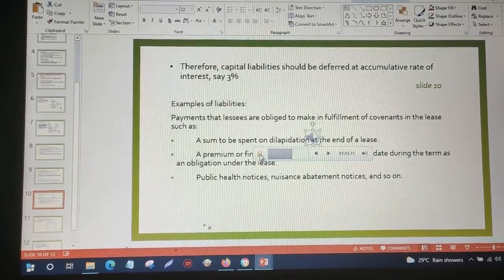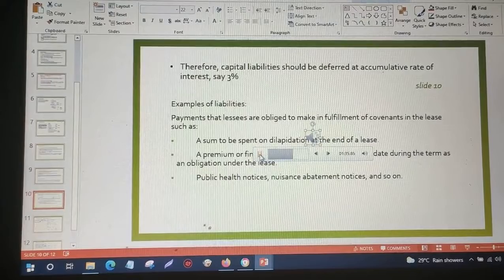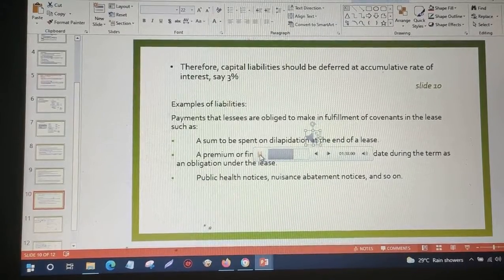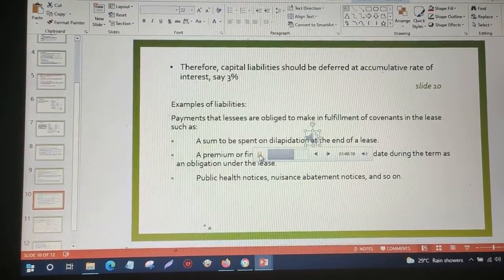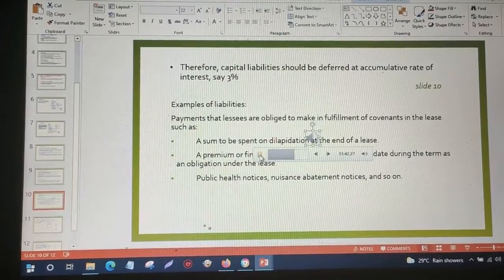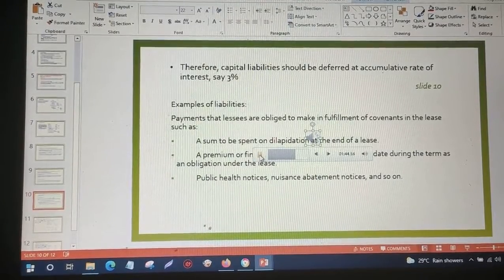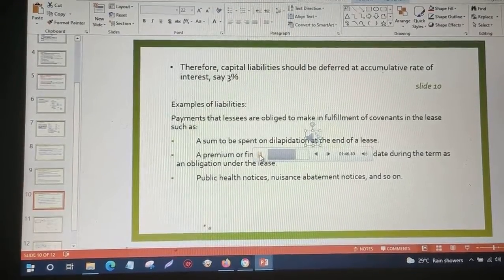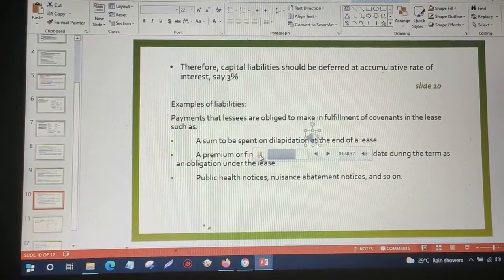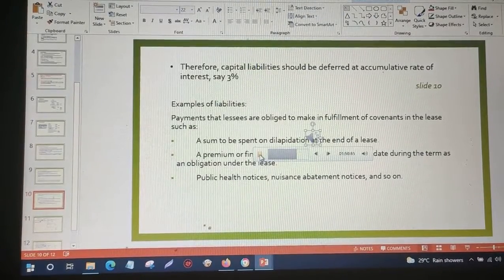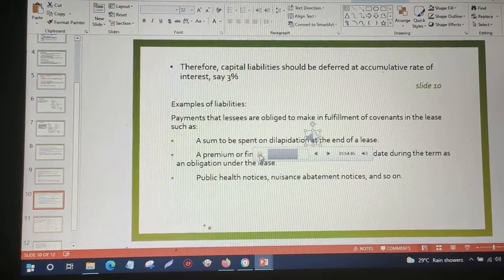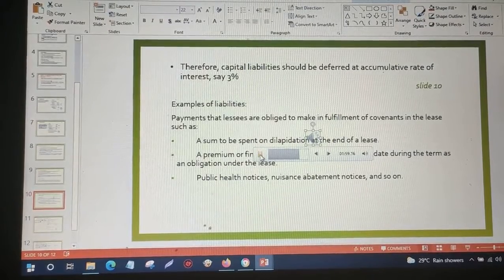Cost of putting a property in a habitable state, which is different from cost of keeping the property in a habitable state. Cost of keeping relates to maintenance costs, repairs, insurance, and all that. Cost of putting is either capital expenditure or capital liability. That's why I've made the distinction very clear.